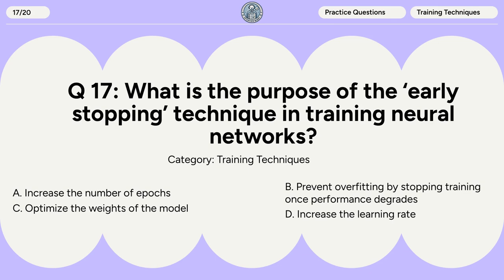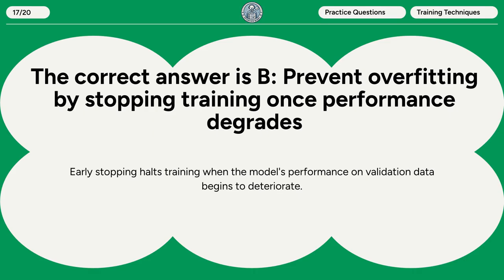Question 17. What is the purpose of the early stopping technique in training neural networks? A. Increase the number of epochs. B. Prevent overfitting by stopping training once performance degrades. C. Optimize the weights of the model. D. Increase the learning rate. The correct answer is B. Prevent overfitting by stopping training once performance degrades. Early stopping halts training when the model's performance on validation data begins to deteriorate.